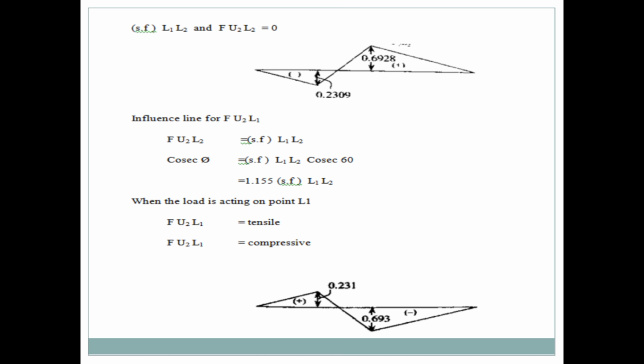Next, the influence line for F U2 L1. F U2 L1 is equal to shear force L1 L2 cosecant theta, is equal to shear force L1 L2 cosecant 60, is equal to 1.155 shear force L1 L2. When the load is acting on point L1, F U2 L1 is tensile and F U2 L1 is compression. And this is the influence diagram for this truss, 0.231 at the top and 0.693 at the bottom. The plus is tension and minus is compression. So these are the diagrams. Thank you.